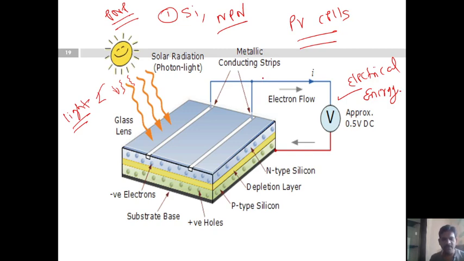So here solar cells are made from a semiconducting material such as silicon, the second most abundant material in the world after oxygen, which is used to convert sunlight photons into electrons. Yes or no? Yes.